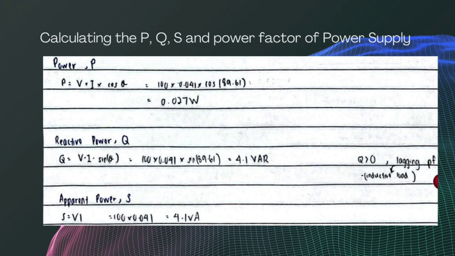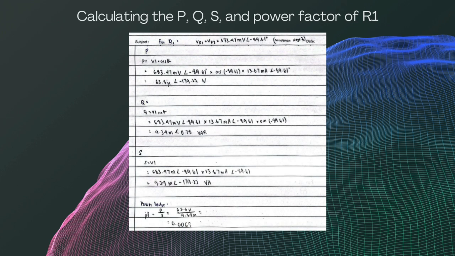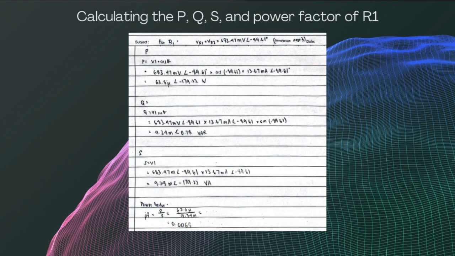Now let's calculate the P, Q, S, and the power factor of the power supply. P is the active power, while Q is the reactive power, and S is the apparent power. Next is the calculation of P, Q, S, and power factor of R1.